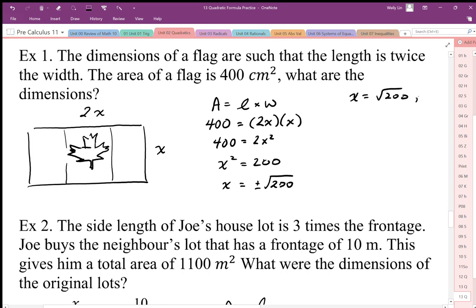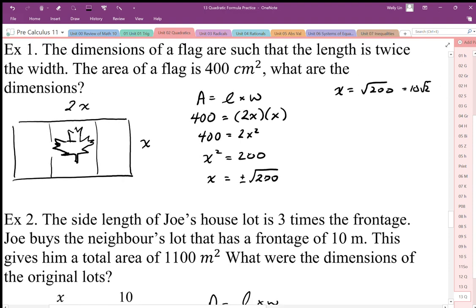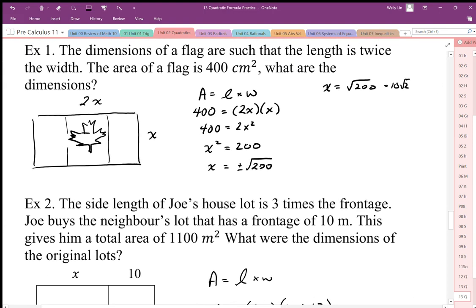If you want, you can make that into 10 root 2. That is a simplified radical form. Okay, I'm okay with root 200 though. And then the dimensions are going to be root 200 one way. Actually, I'll write it as 10 root 2. It's going to be 10 root 2 along the short side, and we're going to double that length to 20 root 2 along the other side.